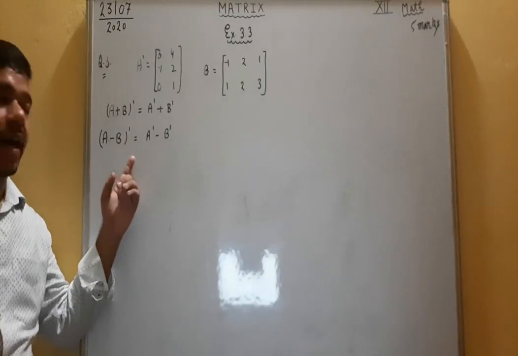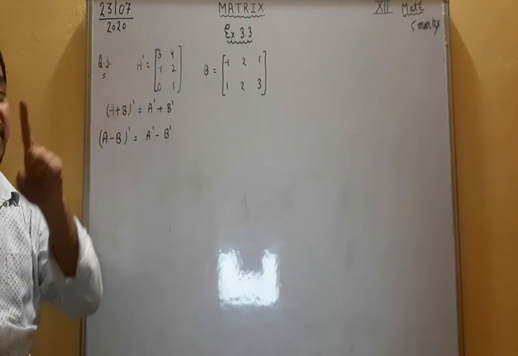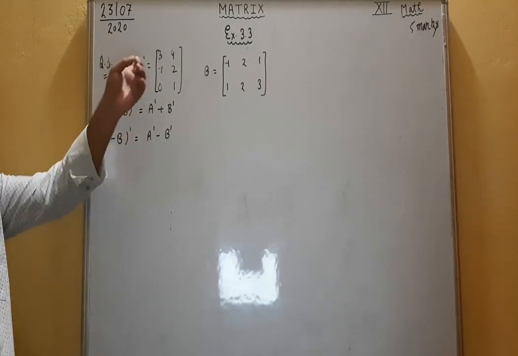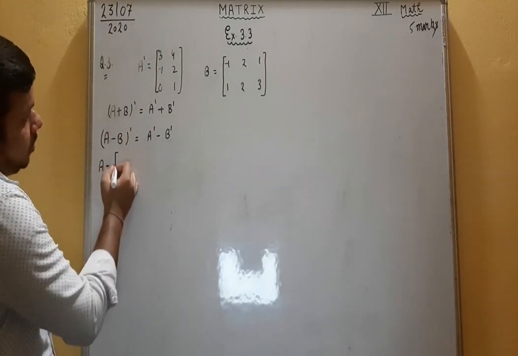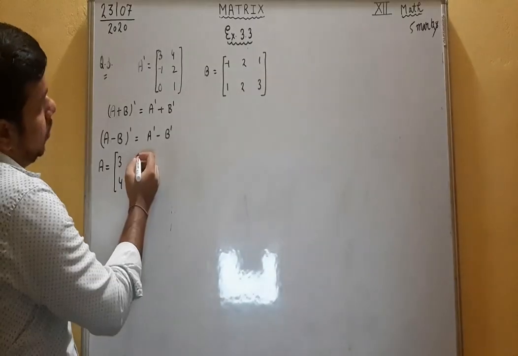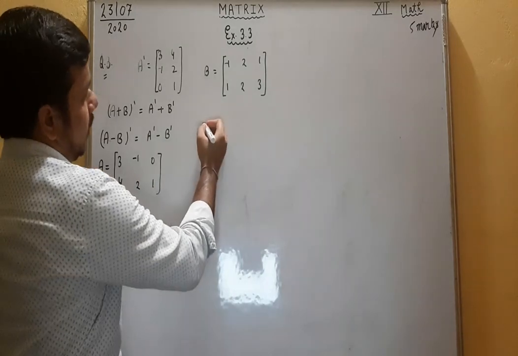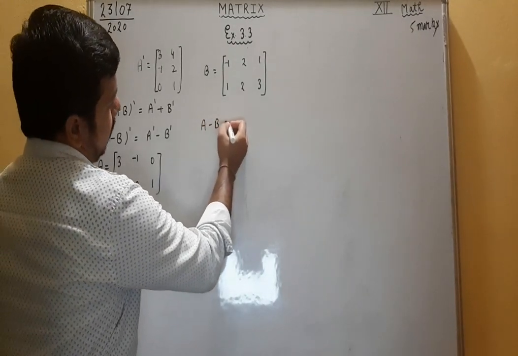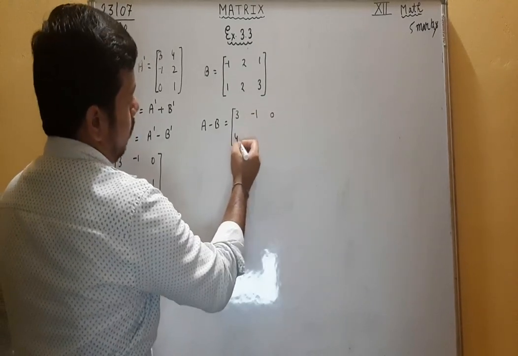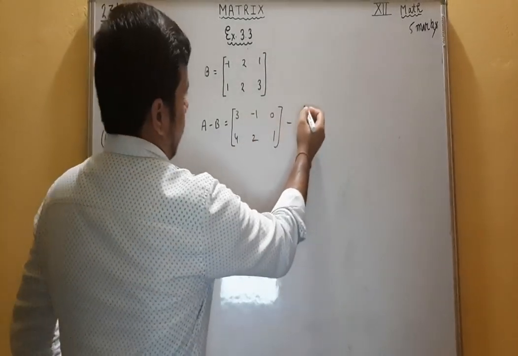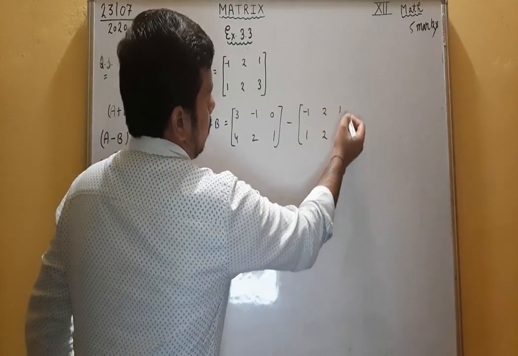To verify this part, we have to find the value of A, because A dash is given, A is not given. See carefully: A dash is given, not A. So what will be the value of A? The value of A is 3, 4, minus 1, 2, 0, 1. Now let us find A minus B. What is A minus B? 3, minus 1, 0; 4, 2, 1; minus 1, 2, 1; 1, 1, 2, 3.